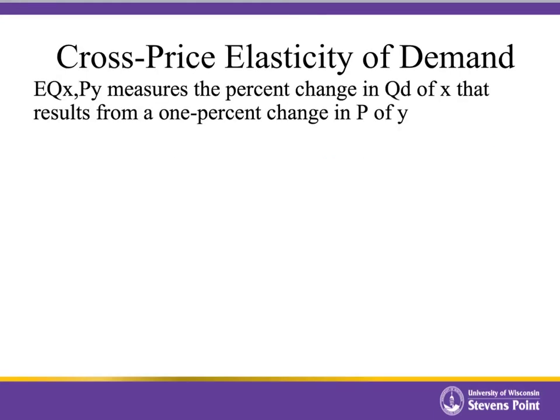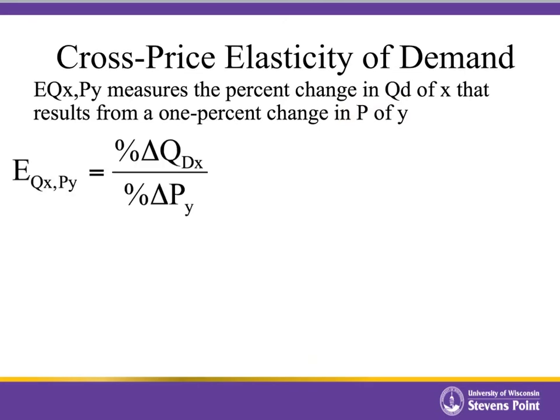So our final elasticity is the cross-price elasticity of demand. This measures the percent change in the quantity demanded of one good in response to a 1% change in the price of some other good. Here we're talking about relationships between complements and substitutes. How does our consumption of one good respond to changes in the price of a related good? Our measurement looks at the percent change in the quantity demanded of one good X divided by the percent change in the price of some other good Y.